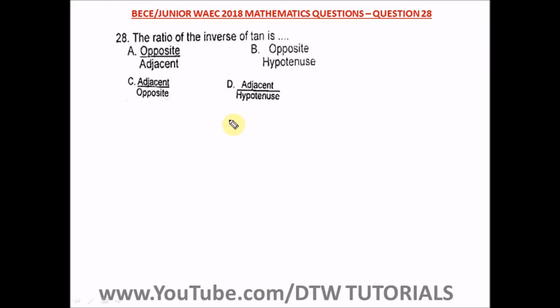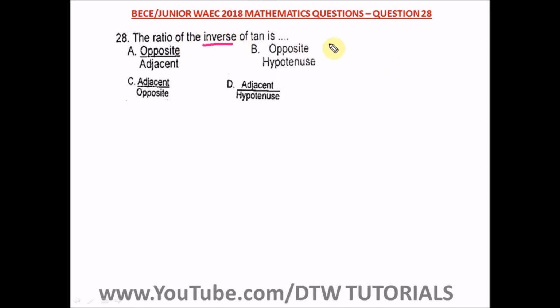Question 28 of the BECE Junior WAEC 2018 Mathematics Past Question. That's your OBJ question 28. It says the ratio of the inverse of tan is... Okay, we're asked for the ratio of the inverse of tan.